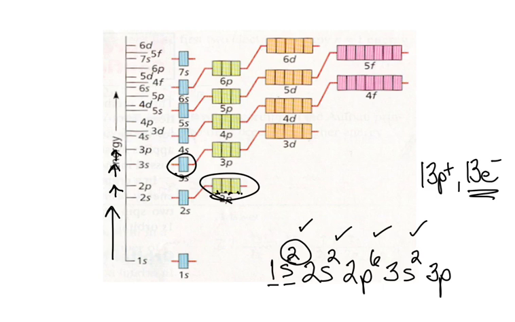Now 3p has, if we look over here, 1, 2, 3 orbitals. At every energy level, you can have 3 p orbitals, whether it's 2p, 3p, 4p, 5p, 6p. Doesn't matter. So the p can always hold 6, because 3 times 2 is 6. But in this case, we're up to 12 already. So again, 2 plus 2 plus 6 plus 2 is 12. And so I only have 1 more electron, and it goes into the 3p.